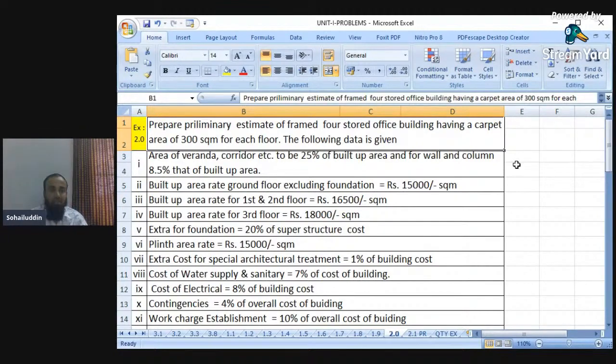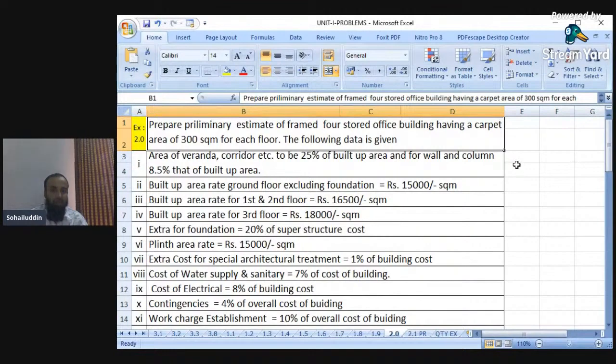Area of veranda, again the same calculations. We have to first find out the plinth area, that is the addition of all the different heights. So the same procedure is there. The area covered for veranda and corridor is taken as 25% of built up area, and for walls it has been taken as 8.5% of built up area.